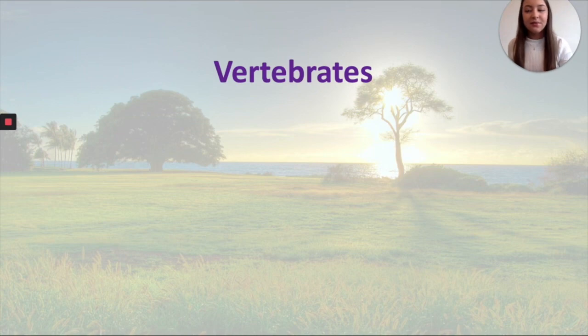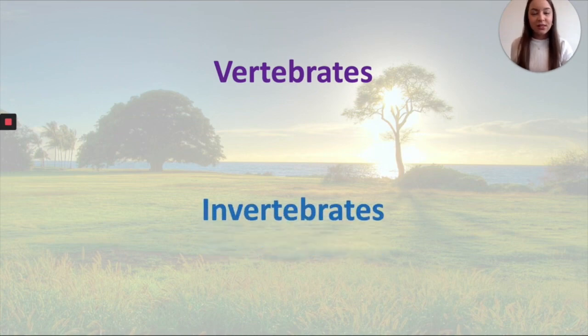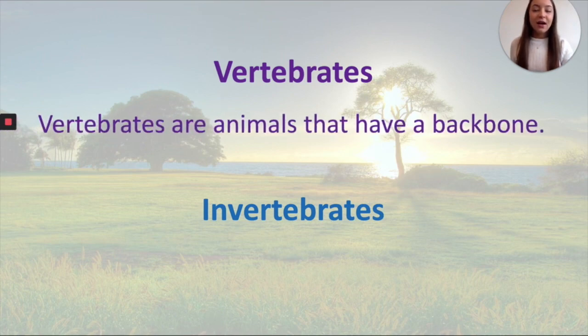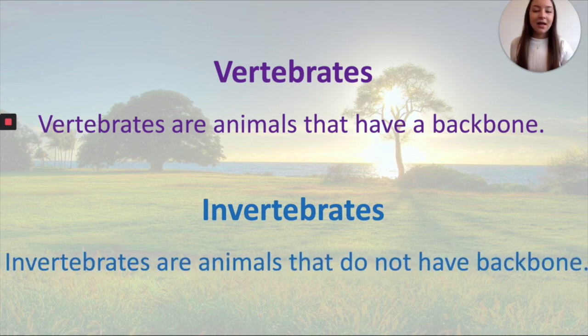Firstly, we need to revise our two keywords of last lesson. The two keywords were vertebrates and invertebrates. So pause the video here and tell your adult what vertebrates and invertebrates are. Vertebrates are animals that have a backbone, and invertebrates are animals that do not have a backbone. Well done if you remembered that.